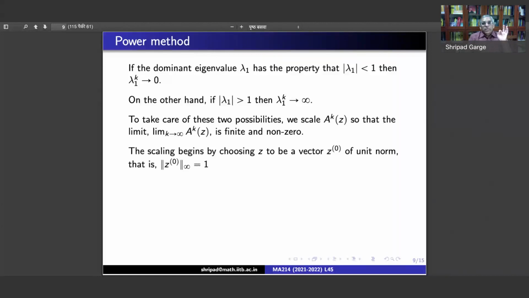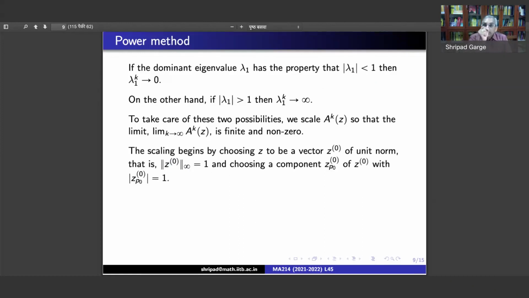So what we do is that simple thing. You start with your beginning vector to be a vector of unit norm. You make sure that your vector has supremum norm, or the infinity norm, equal to 1. That means that the maximal entry in the moduli of your vector is equal to 1. Once you have that, you choose that particular component where the entry is 1, and we call that component p naught.